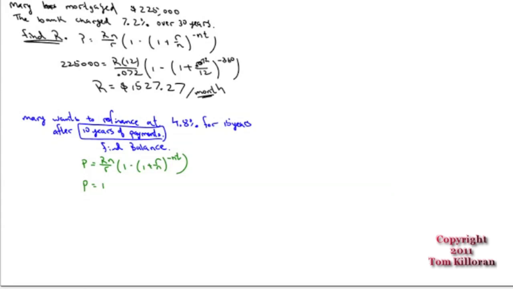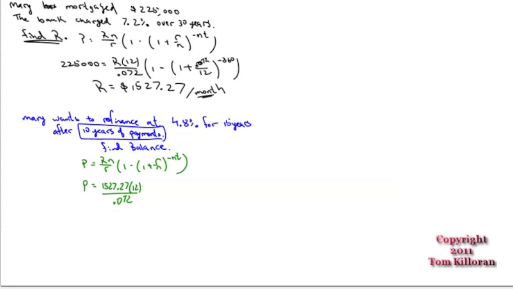R is that $1,527.27 every month. The interest rate at that time, not the new interest rate. We haven't even switched over our loan yet. We're just trying to find out information about our old loan. So the old interest rate is still 0.072. Do not switch it to the new interest rate. That doesn't help us at this point.